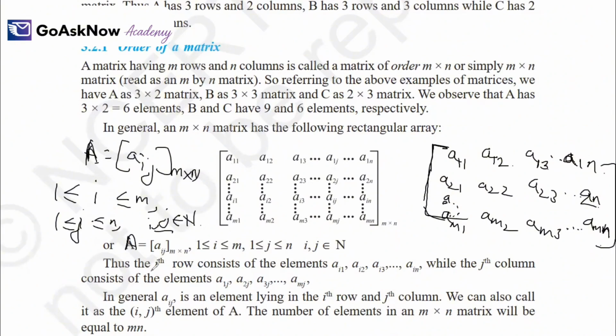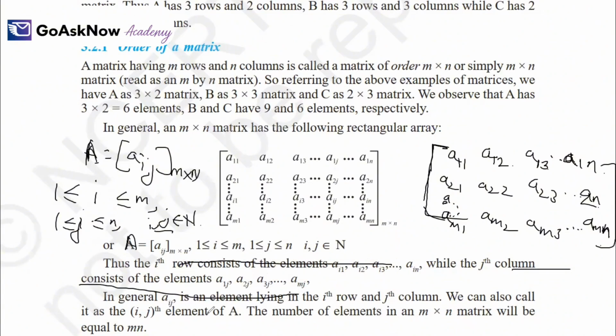Okay. The ith row consists of the elements ai1, ai2, ai3, up to ain. This is the representation of any row of elements, the ith row. And the jth column consists of the elements a1j, a2j, a3j, going on up to amj. So this is the way of representing your jth column. I hope you got this point, how to represent the elements of any row or any column.